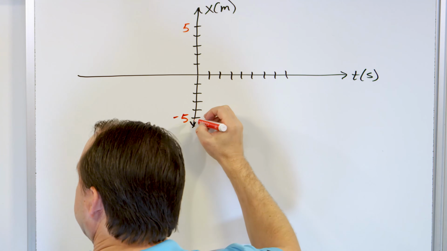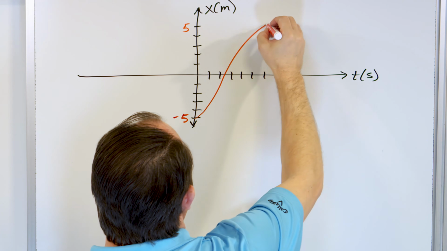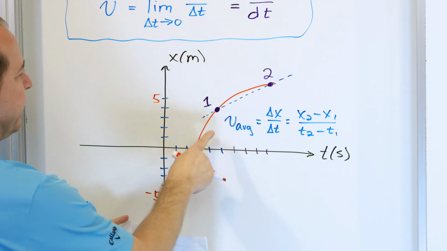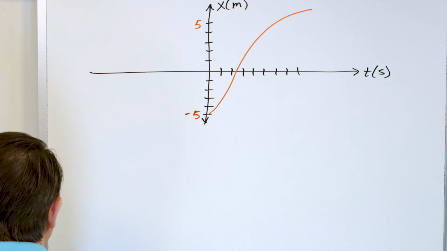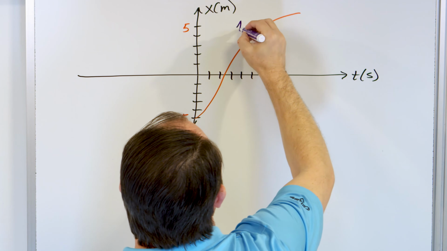I'm going to start here, and it's going to go something like this. It goes something like this, and it bends over. All right, is it exact? No, but it's supposed to be pretty close to exact. Point number 1 is somewhere over here. So I'm going to put a dot right here, and I'm going to put point number 1.